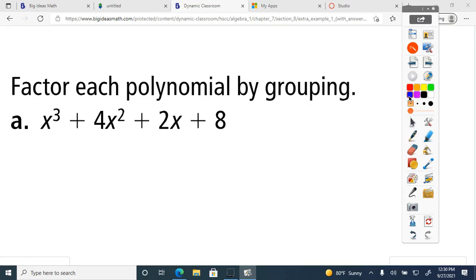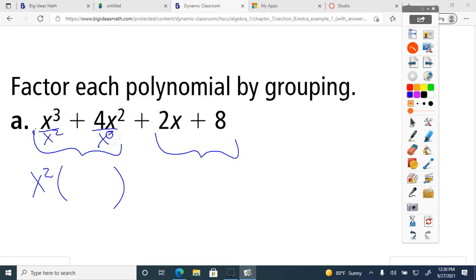So for A, do these first, and then do those. So what's the first group? What do they have in common? X squared. Okay. Divide by x squared. Divide by x squared. What's left?